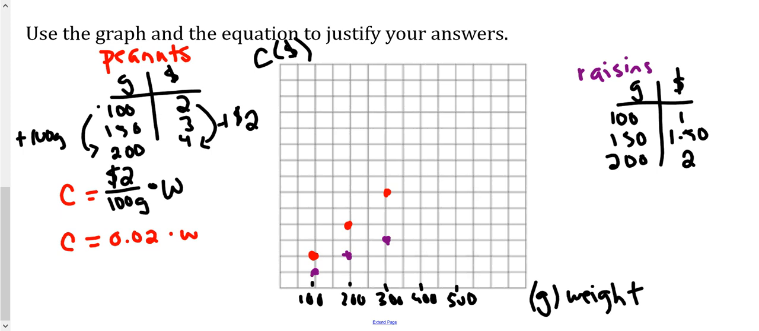If I move over to raisins, it's the same idea, but it looks like $1 for every 100 grams. And again, no initial cost here.